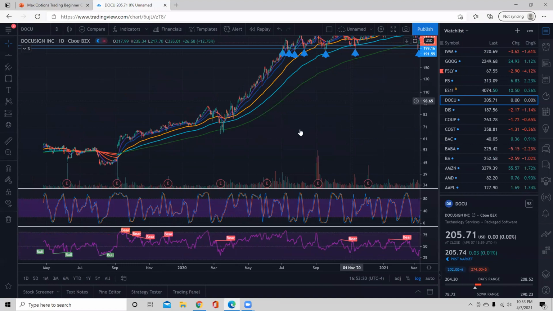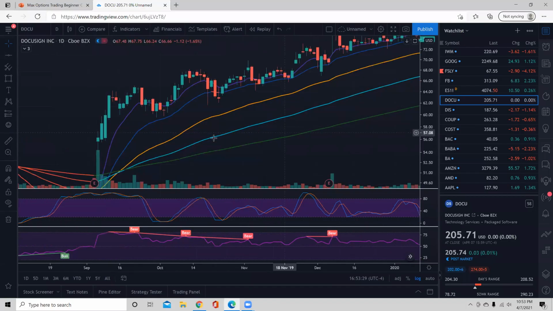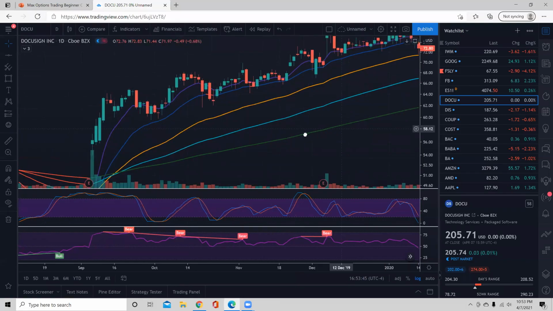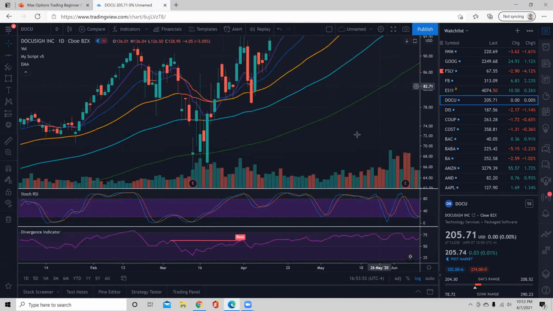All right. So let me show you guys and explain what I'm looking at here. My green EMA here is my 200 moving average. My light blue is my 100 day. My yellowish orange is my 50. My blue is my 21. And my purple is my 9. All right. So I use 5 of them. I have my own custom script on TradingView that when they cross over, they turn red.